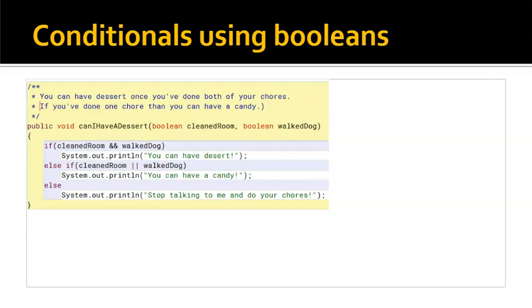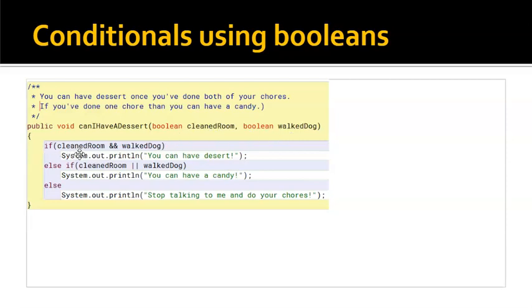Your parents tell you that you can have dessert once you've done both of your chores. If you've done one of the chores, then you can have a piece of candy. So here's our void statement with 2 Boolean values being accepted as parameters. Now, we would set these values when we ask the user. So we would say, was the room cleaned? And you would say either yes or no, true or false, and then have you walked your dog? And so when we look at the if statement, cleaned room is already a true or false value because the user told us whether or not they already cleaned a room or they walked their dog.